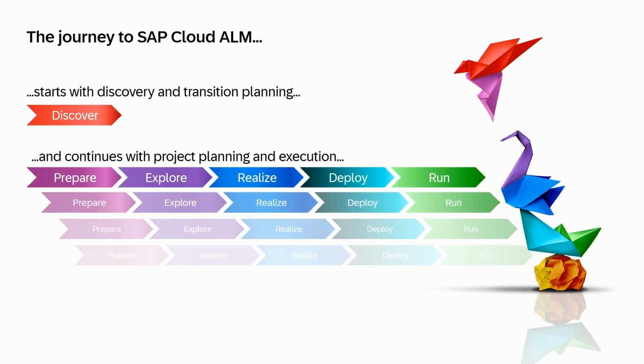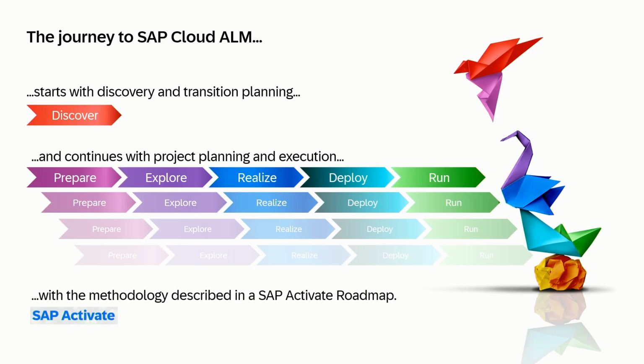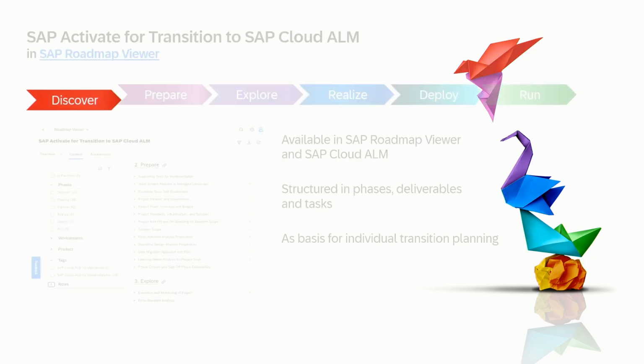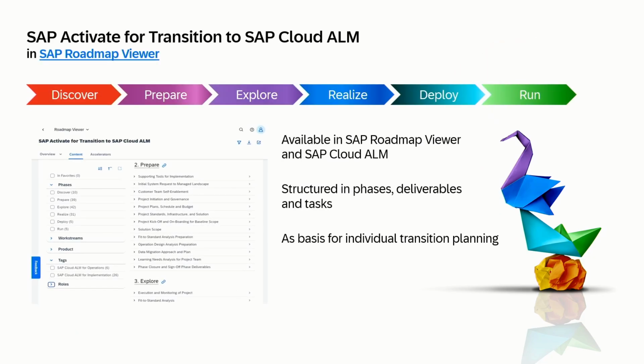It could be one project, in Activate terms from prepare, explore, up to run. Or it could be also multiple projects. For example, a project for operations, a project for implementation. Or even more projects. We come to that a bit later. And this methodology is described in the Activate roadmap, which is called SAP Activate for the transition to SAP Cloud ALM.